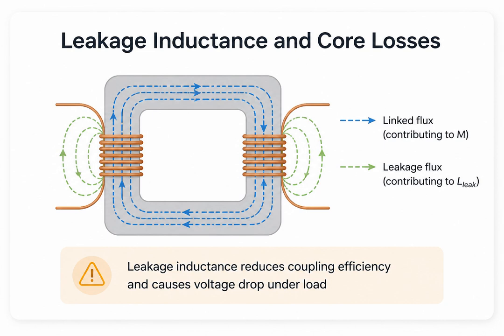Additionally, real transformers experience core losses due to hysteresis and eddy currents in the iron core, and copper losses due to resistance in the windings. These losses convert some electrical energy into heat, reducing overall efficiency. Transformer design involves careful optimization to minimize these losses while maintaining adequate mutual inductance.